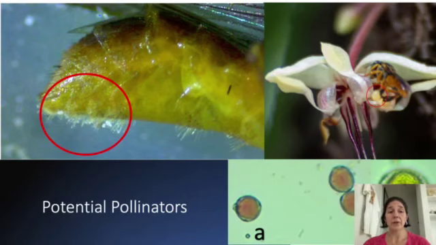Now let's talk about real potential pollinators, such as this Melipona bee. It collected pollen, but it also had pollen in other parts of its body, like the abdomen. So this bee, we think, is a potential pollinator because it actually collected much pollen on its body and could pass it on to another flower.